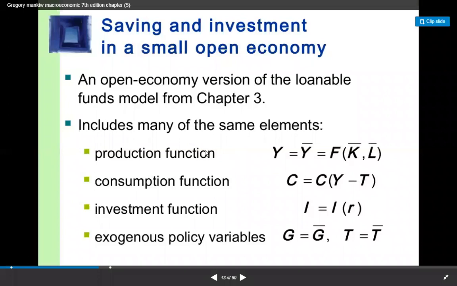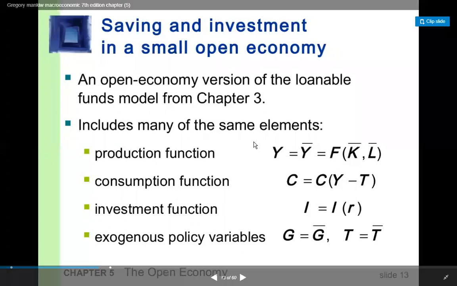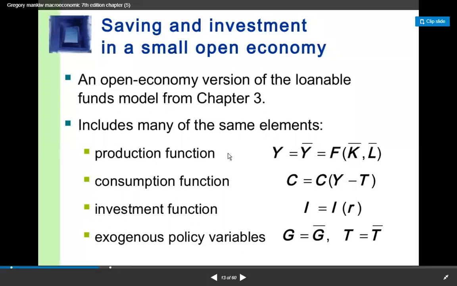We will discuss 3 functions. Our first function is the production function. And one thing is very important: we are going to discuss this model in the short term, in a short time period, not in the long run. In the short run, our production function is Y as a function of capital and labor. In the short run, capital and labor are given.